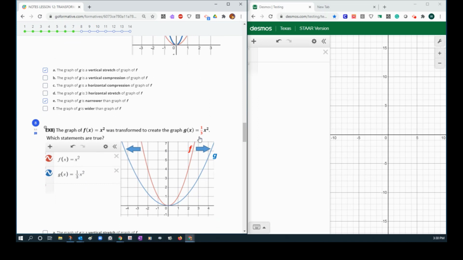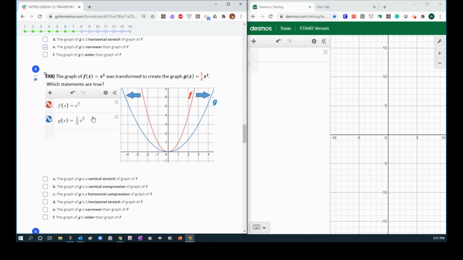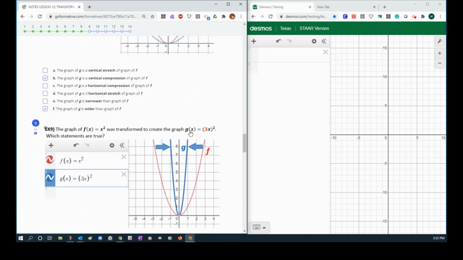Now, if the coefficient that we put here in the front is less than 1, like 1/3, notice that the opposite occurs. Instead of it becoming narrower, it becomes wider. We also say instead of the red line being stretched, what happened is the red line is being compressed. It's like it's being squished. And when that happens, it kind of opens up on the sides. And you can see that with the calculator as well. So again, this is going to be a vertical compression, and the graph G became wider than the graph of F. Let's go on to the next problem.